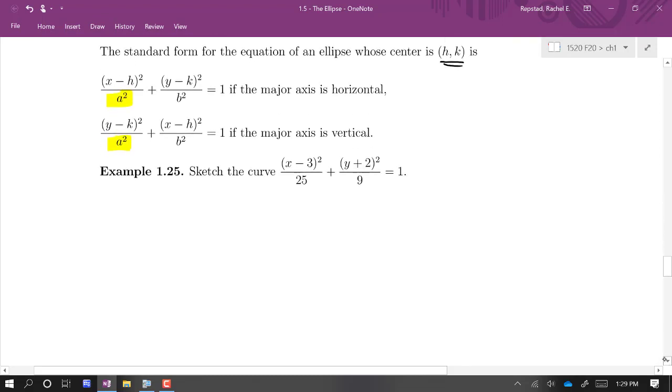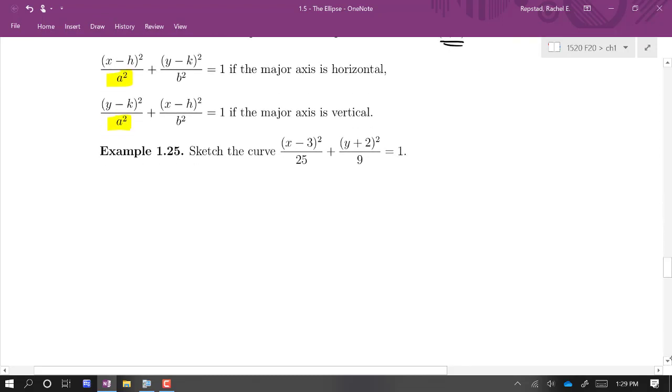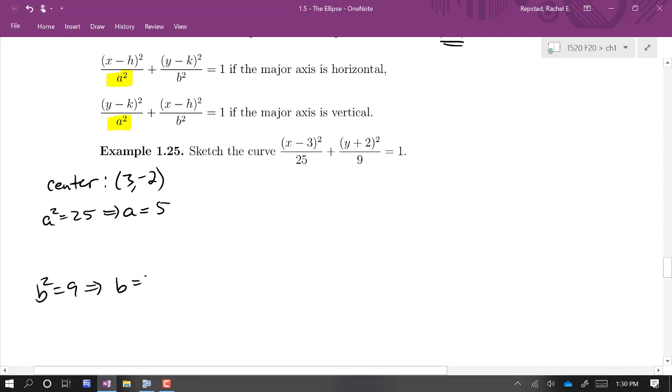So this next example just says sketch this curve, x minus 3 squared over 25 plus y plus 2 squared over 9 equals 1. So it's in a nice standard form. I can tell that the center is the point 3, negative 2. And I know the value of a, and I know the value of b, right? A squared is 25, so that means a is equal to 5. B squared is equal to 9, and that means that b is equal to 3.